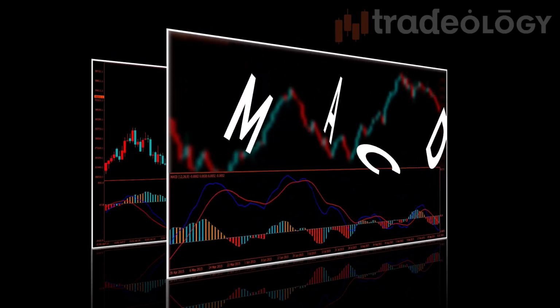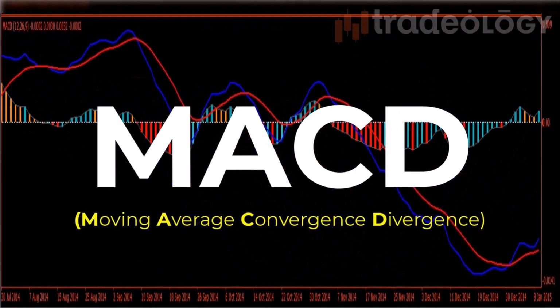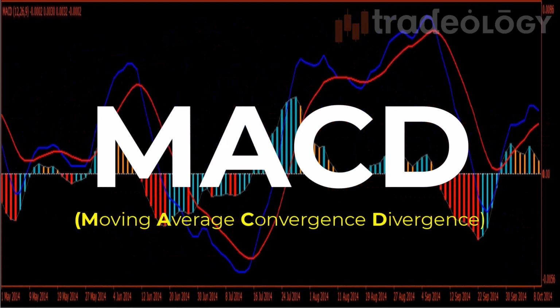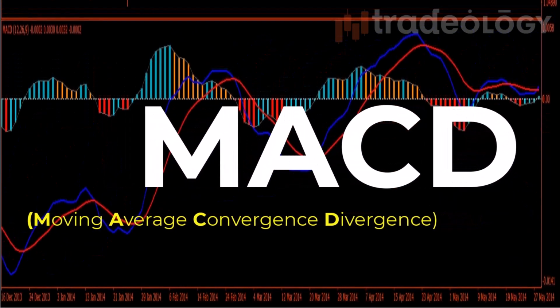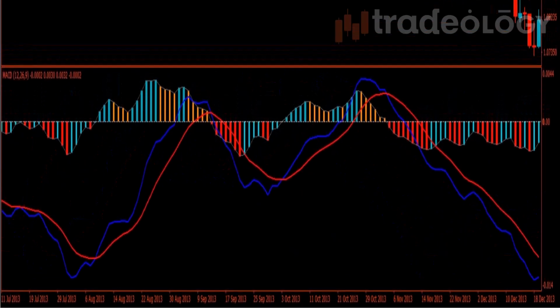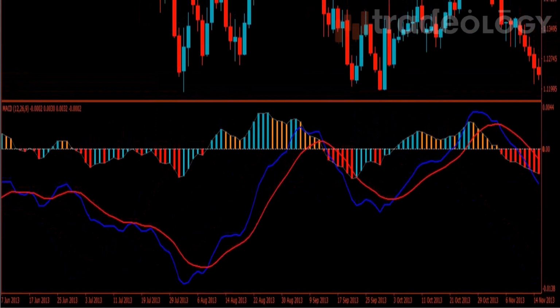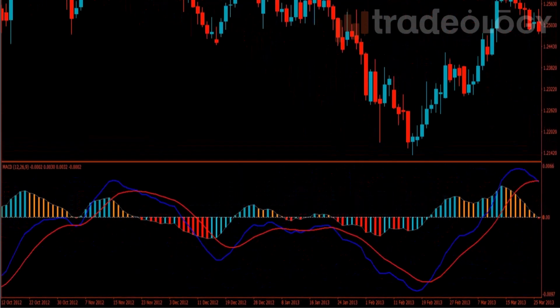The moving average convergence divergence, better known as the MACD, is hands down one of the most powerful yet simple trading tools on the planet. Traders everywhere rely on it, and here's why. This thing doesn't just look cool on your chart, it literally reveals both trends and momentum in real time, giving you a serious edge when navigating the markets.